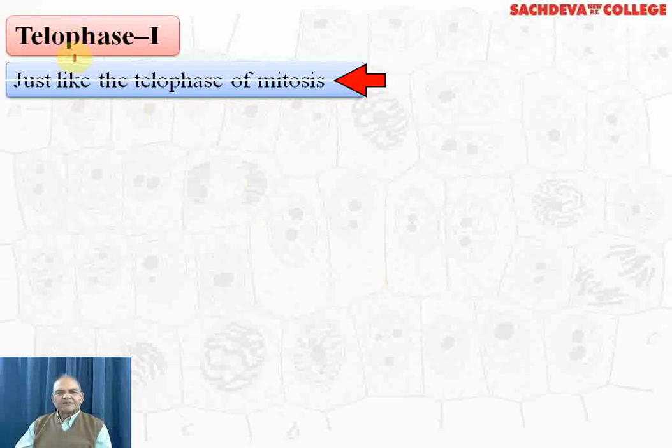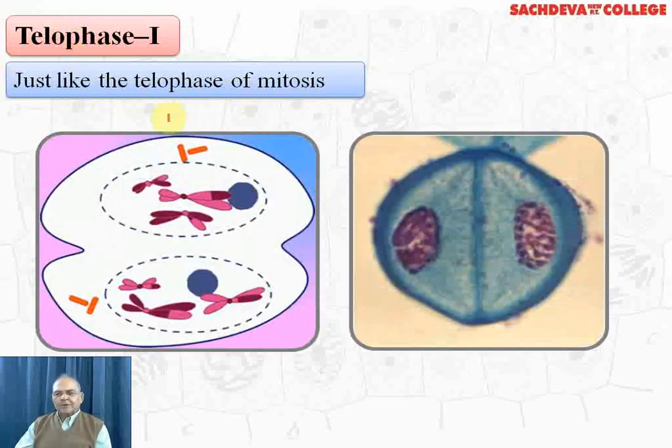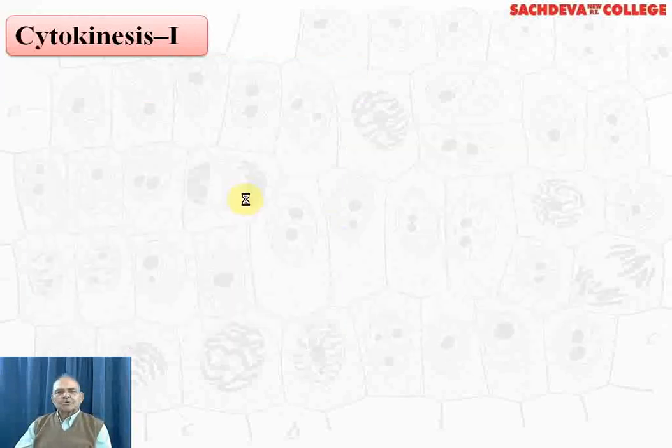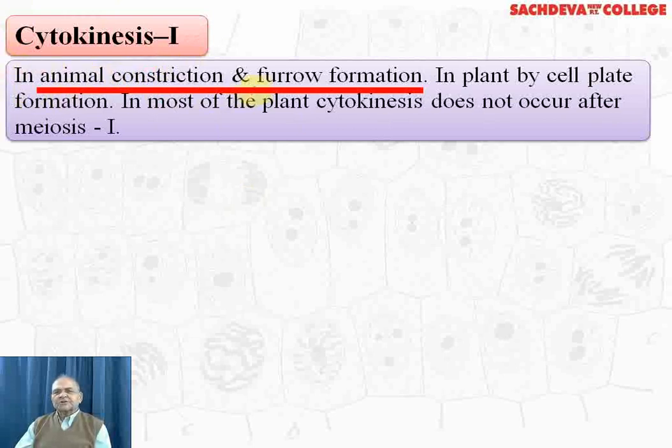Telophase-I. Just like the telophase of mitosis, here you will see that the nuclear membrane reappears and the nucleolus reorganizes, and you can see the two daughter nuclei, and by the time telophase-I has reached, the chromosome number has reduced to n from 2n. Cytokinesis-I. In animals, constriction and furrow formation, as you have seen in mitosis; in plants, by cell plate formation.